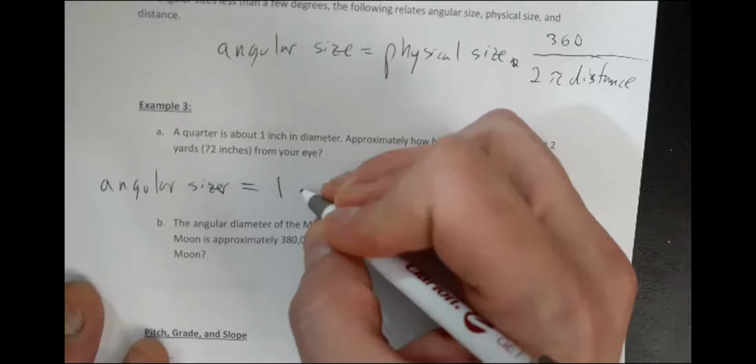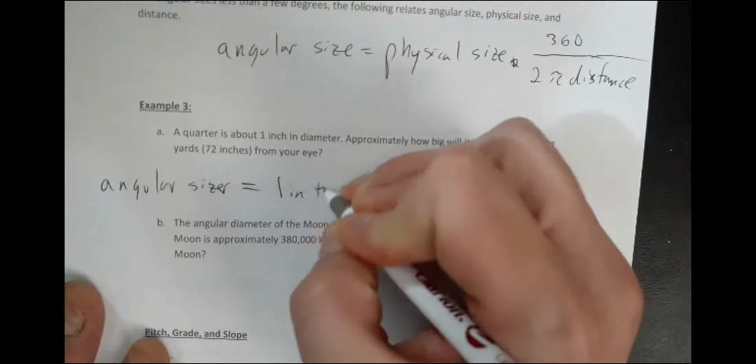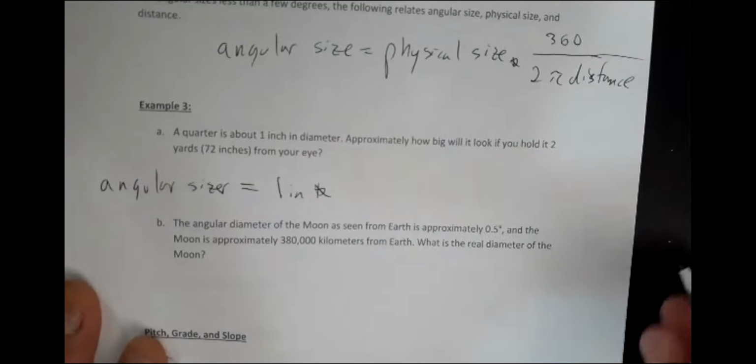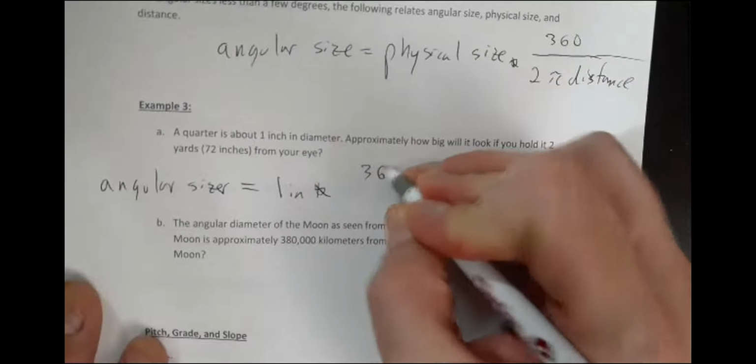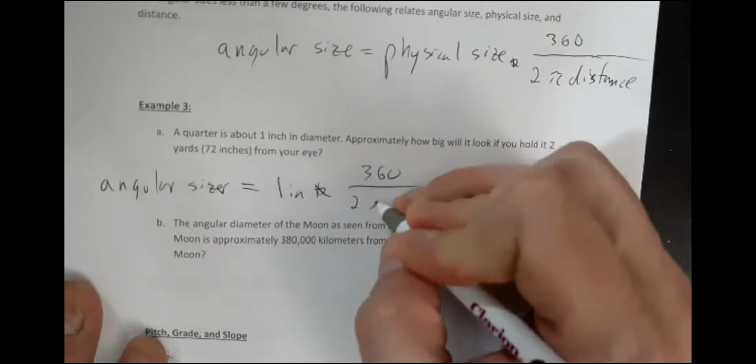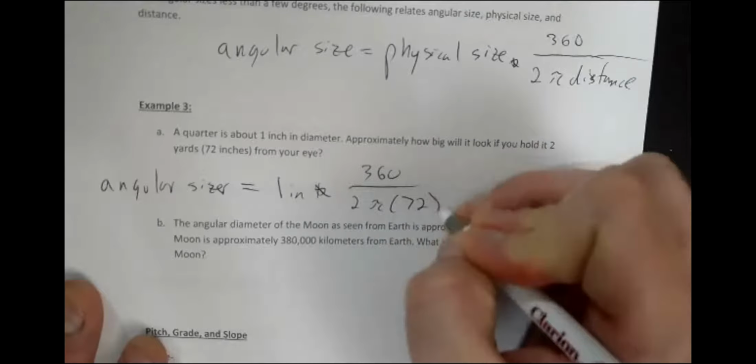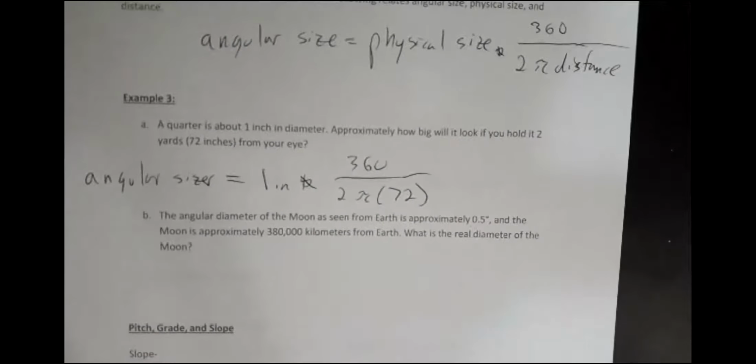And so physical size is 1 inch. We're going to multiply that by 360 over 2 pi times the distance, which they tell me is 72. And this is one of those sort of calculator checks. Do you have technology that you can use? You're probably going to want something to crunch some of the numbers in here. It will save you some time. It will save you some effort.